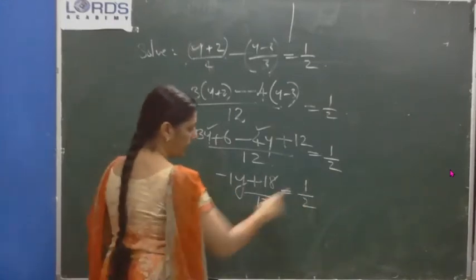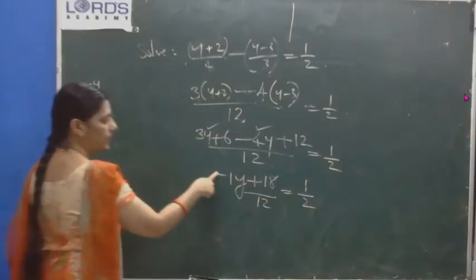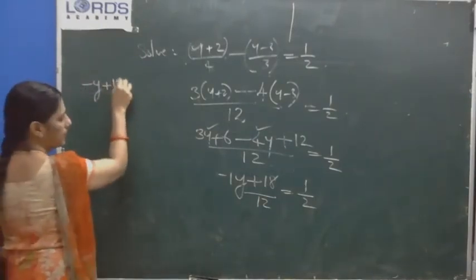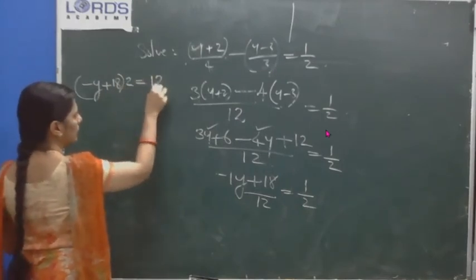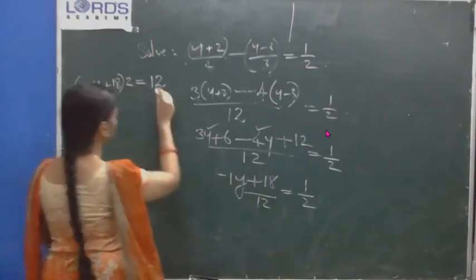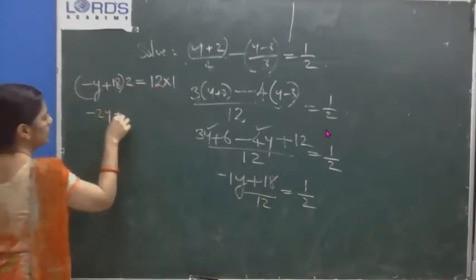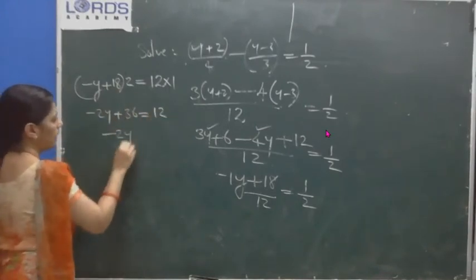Cross multiply. So here, negative y. I am not writing negative 1 into y. That is negative y. Negative y plus 18 into 2 equal to 1 into 12. That is 1 into 12 is 12 itself. Okay. Now, negative 2y plus 36, opening the bracket. 12. Negative 2y equal to.